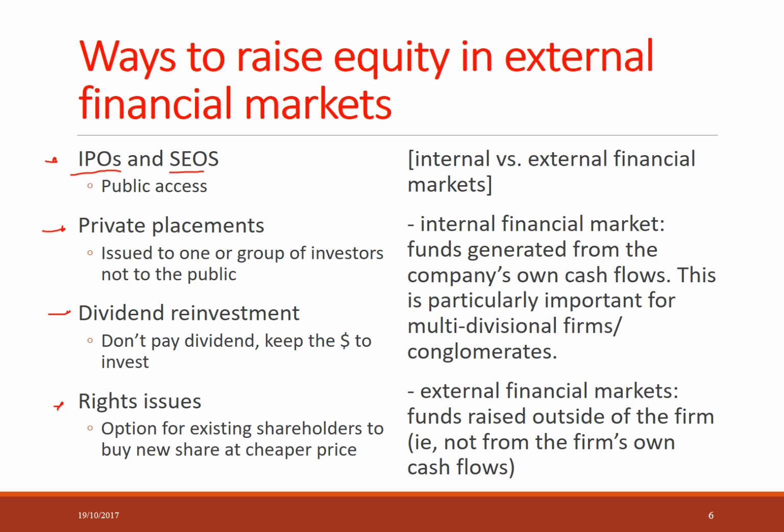We could also think about equity issuances as being internally generated or externally issued. Right. So the internal financial market is something like the firm's own cash flows. So when the firm generates cash flows, they might decide to either pay the cash in dividends to shareholders, or they might retain the earnings for future investments. So retained earnings are internal funds. So in this way, the firm saves issuance costs, and so on and so forth.